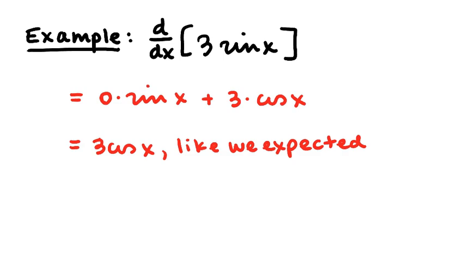Okay, there you go. So notice how we took the derivative of 3, and the derivative of 3 is 0, leaving sine of x the same. And then we left the 3 the same and took the derivative of sine x. Okay, so it did end up being 3 cosine of x like we expected.